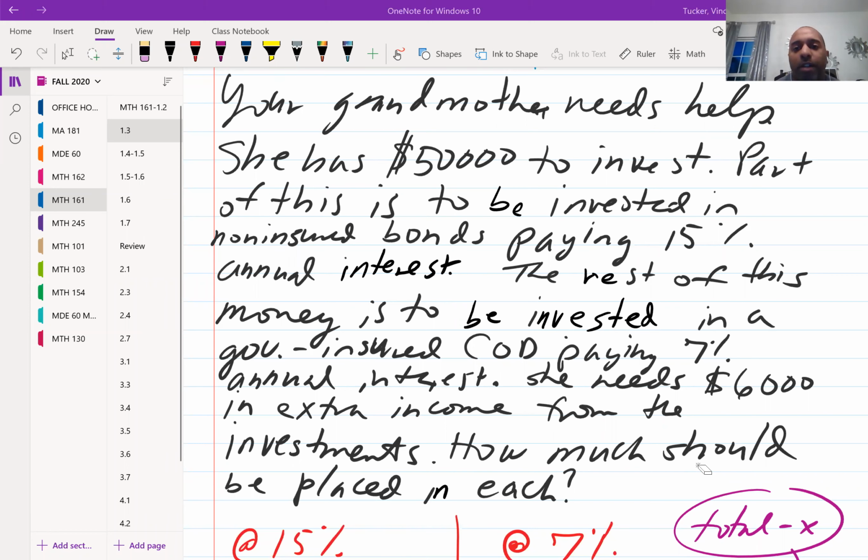So your grandmother needs help. She has $50,000 to invest. Part of this is to be invested in non-insured bonds paying 15% annual interest. The rest of this money is to be invested in a government insured CD paying 7% annual interest. She needs $6,000 in extra income from the investments. How much should be placed in each account? So I'll give you a chance to write that down, for those who are going to write it, of course, before I get started.